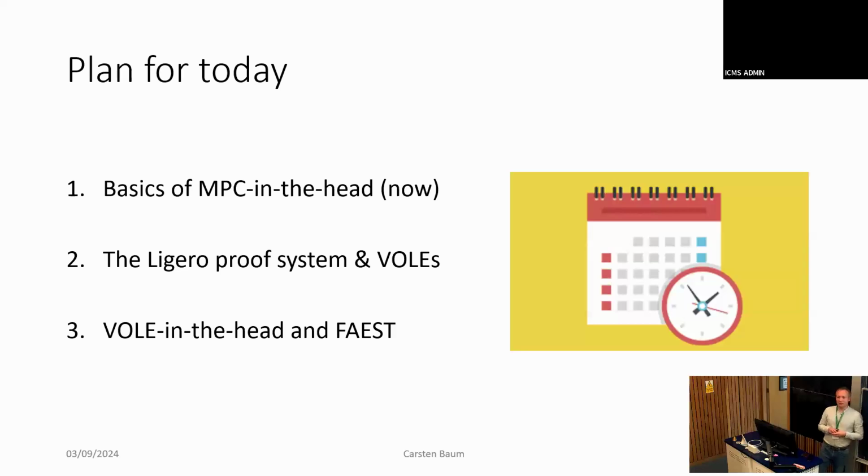The English speakers here might be wondering what little rats have to do with zero knowledge proofs, but you'll be surprised what they do. And then there's also going to be something called VOLE in the head. We're not going to put these rats into people's heads, something else is going to happen. And something called FAEST, that Akira also hinted at, which is a digital signature scheme that is quite performant and nice.